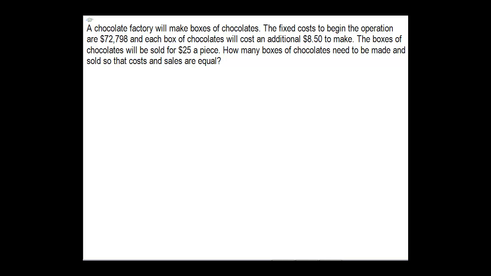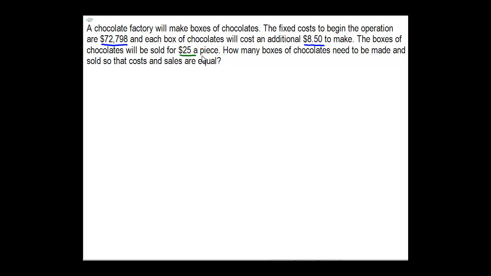Okay, let's read this together. A chocolate factory will make boxes of chocolates. The fixed costs to begin the operation are $72,798. Also, each box of chocolates will cost an additional $8.50 to make. Then they're going to be sold for $25 a piece. And the question's asking how many boxes of chocolates need to be made and sold so that costs and sales are equal.